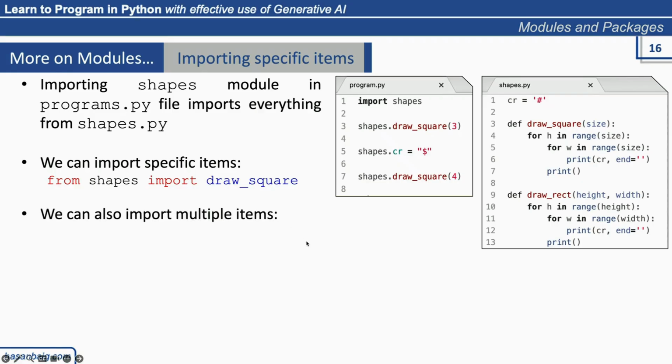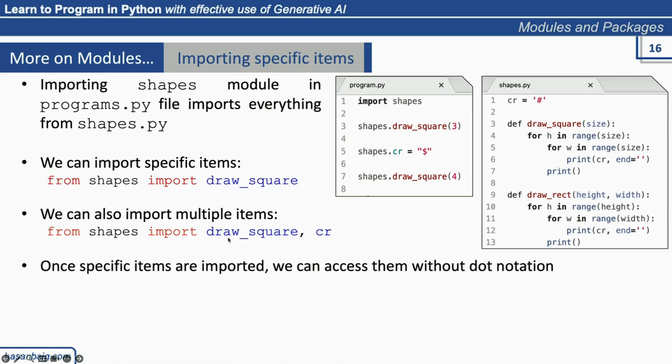And we can also import multiple items by separating them with a comma. So draw_square, comma, draw_rect. Both of them are used in our main file. Once we follow this approach, from shapes import draw_square, draw_rect, I do not need to use the dot notation. It acts like this thing exists in my main file. So I would just use draw_square or draw_rect directly rather than writing shapes.draw_square or shapes.draw_rect. Okay, make sense?